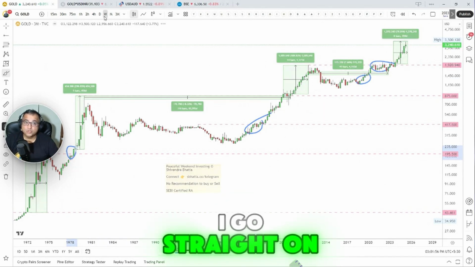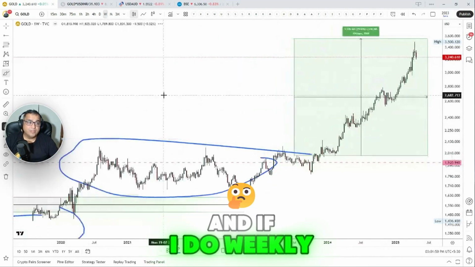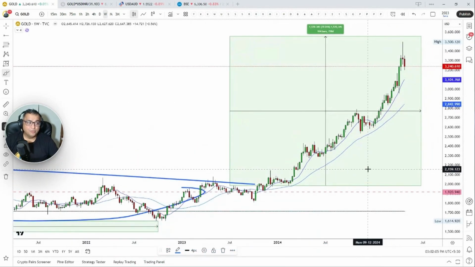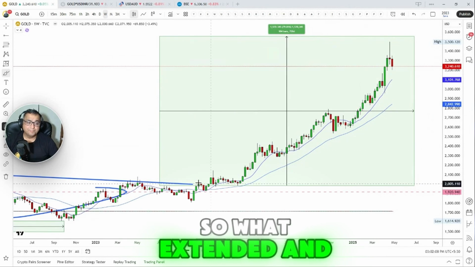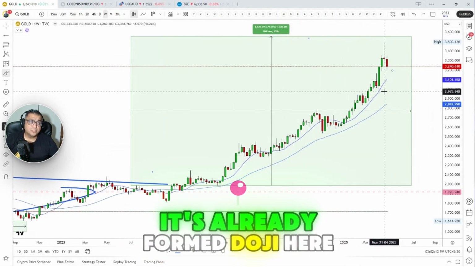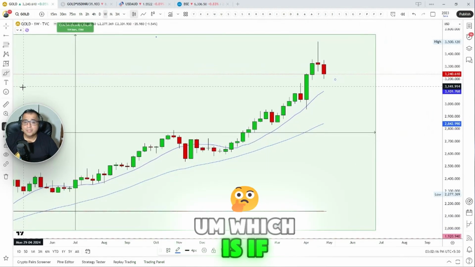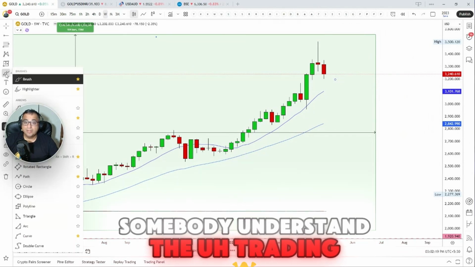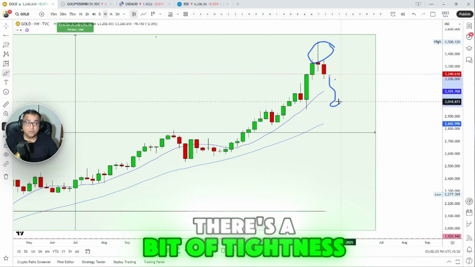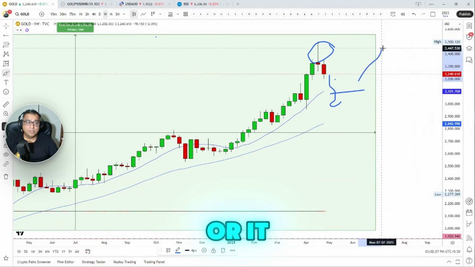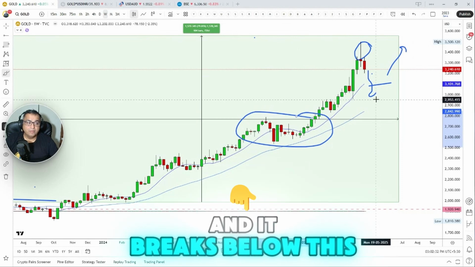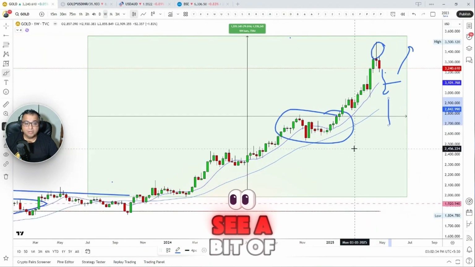If you look at it, I go straight to the weekly chart, right? And if I do weekly chart analysis, and I simply apply my moving average template, you can see that it's so overextended. And gold has already given some rally, so it is time for its correction. It's already formed a doji here, which, if somebody understands trading candles and the psychology behind them, gives you a signal there's a bit of tiredness. Probably it might do a time wise correction and resume the rally later. But it can give some bit of correction, and if it breaks below this, then chances are you will see a bit of a downtick in this.